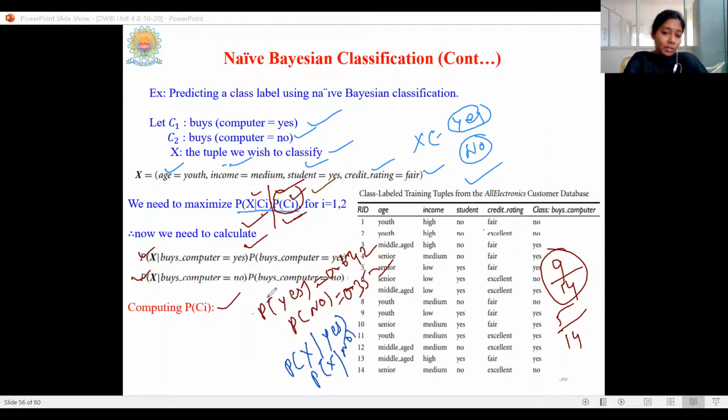Because these two cases we have already calculated, one for S class and another for no class. So we need to calculate P of X given S and P of X given no. So how to calculate P of X given S? What is the assumption in the Naïve Bayesian classifier? Class conditional independence. That means each attribute value is independent. And for that we need to expand the formula P of X given S: P of X1 given S into P of X2 given S, P of X3 given S, right?